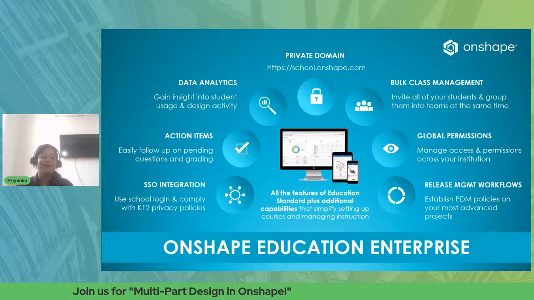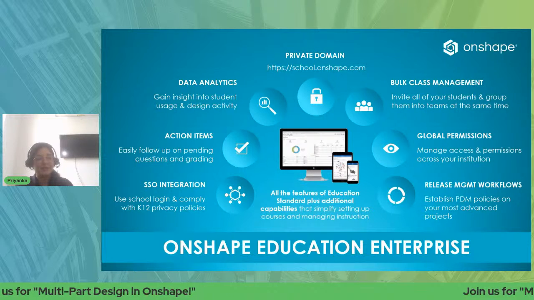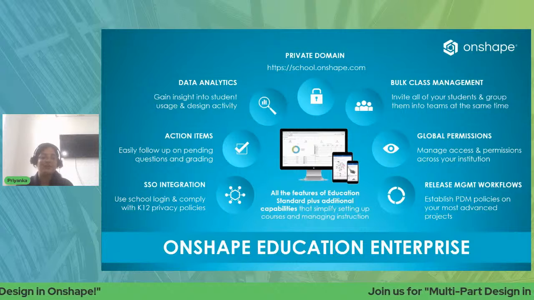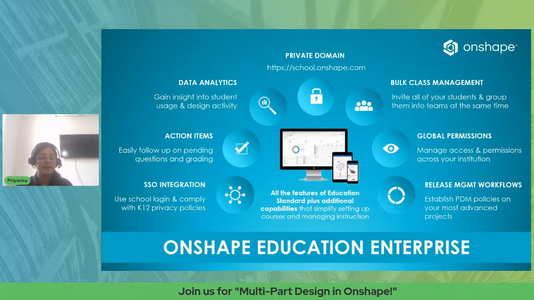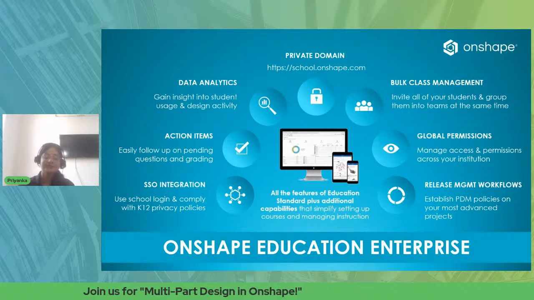And we can't miss that you do have a private domain once you're part of the education enterprise. So it can be your school name.onshape.com or any other name that you would like to choose.